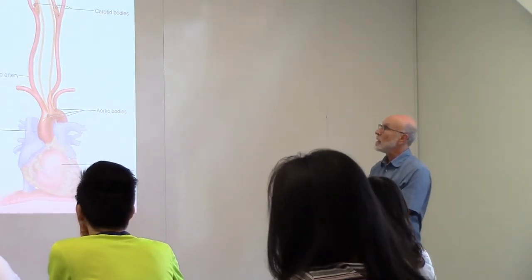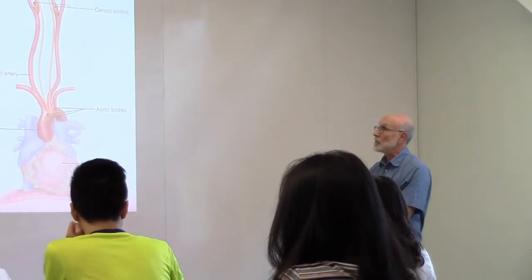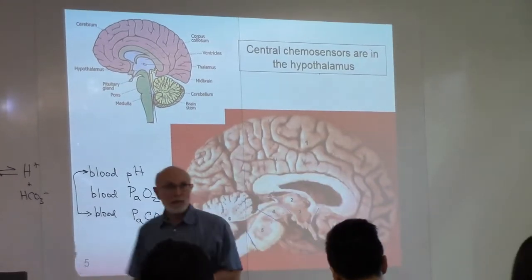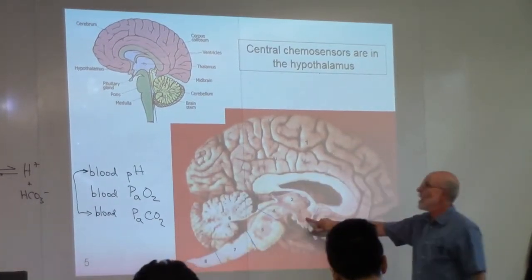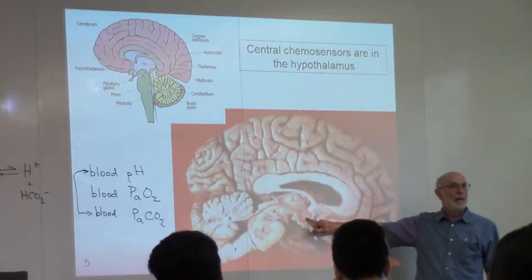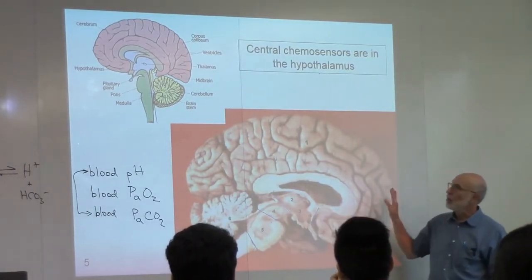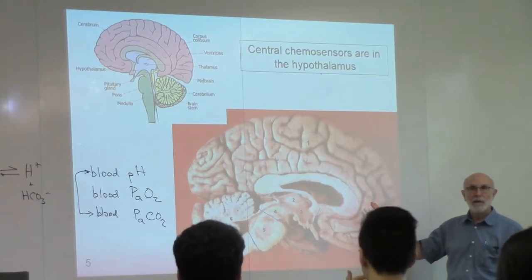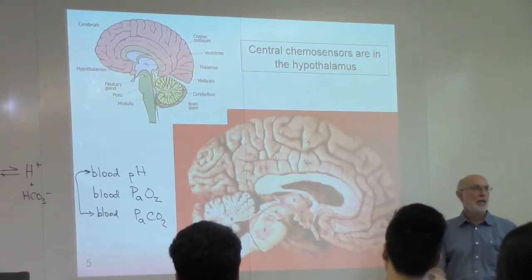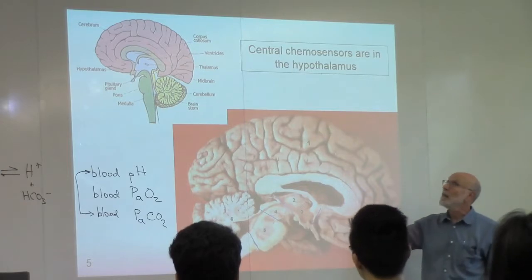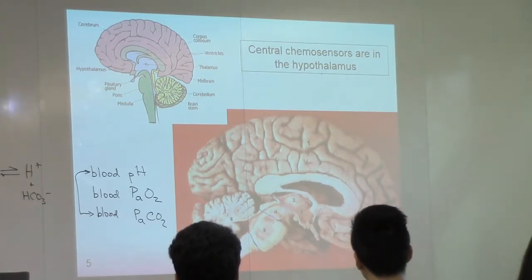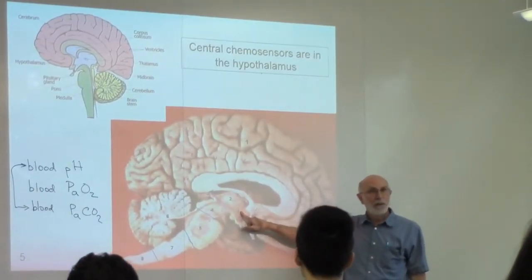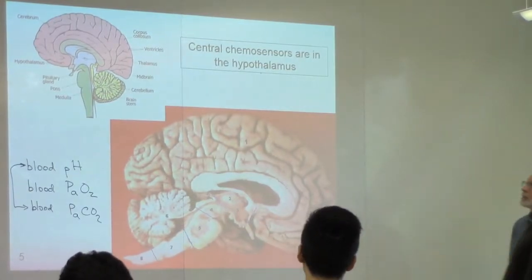So this slide also indicates that we have central chemosensors. The central chemosensors, which also detect chemicals, are in the hypothalamus. Those of you who have taken A&P1 have learned a lot of the neuroanatomy here, and you can apply it if you want, but I'm not going to teach neuroanatomy in A&P2. You do need to know that the hypothalamus, a part of the brain right here, is the location of the central chemosensors. That's the key point.